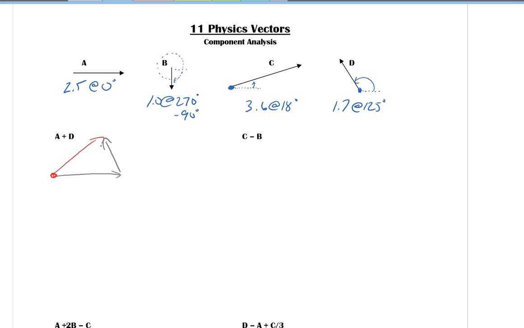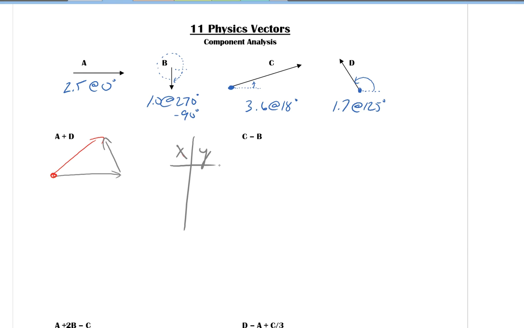Now I am going to make my little XY chart. I'm going to take each vector in turn: how far sideways, how far up and down. If I go to my first vector, that's vector A. Vector A is just going straight to the side, so that's really easy.